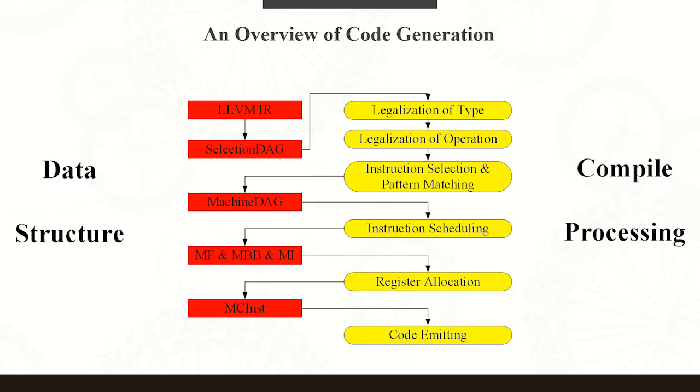Select DAG is a hardware-independent directed acyclic graph, which becomes a machine DAG after instruction regularization, instruction selection, and other steps. Machine DAG is a hardware-related directed acyclic graph, which becomes machine instructions after instruction scheduling, and finally becomes MC format instructions for emitting code after register allocation.